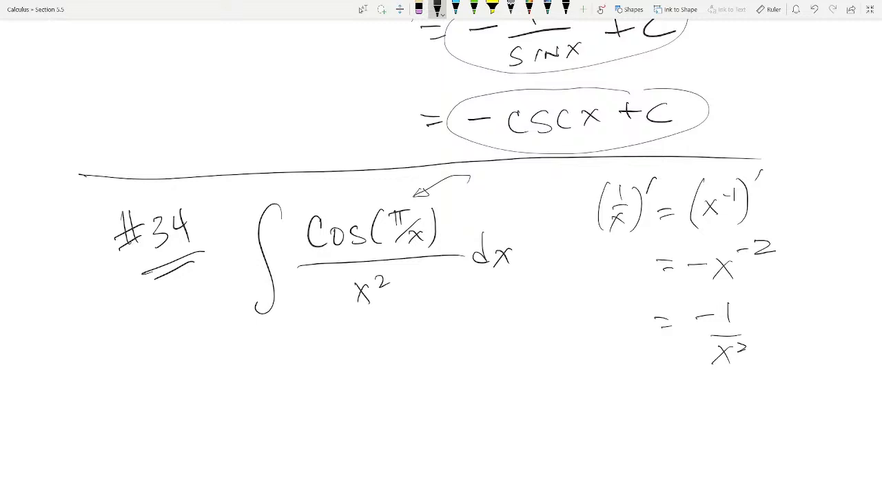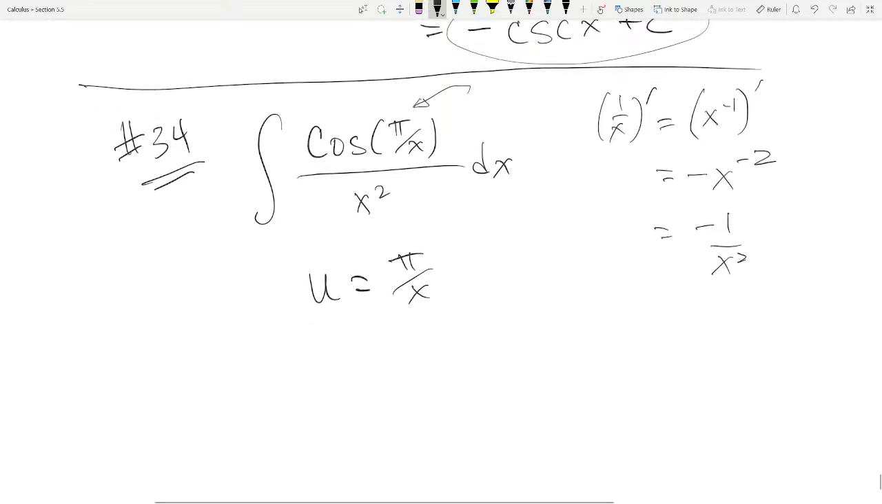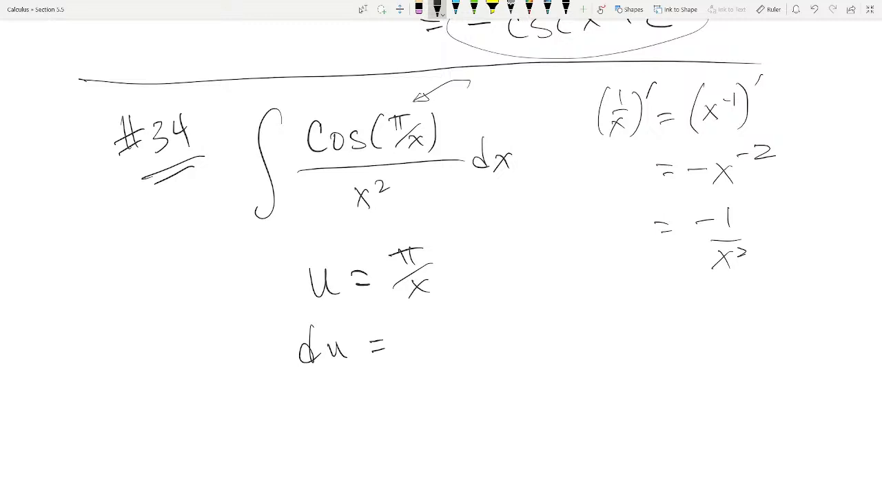So let's see what I'm talking about if you couldn't follow all that. So u, I'm going to pick that to be the inside there because I'm dying to have cosine u. That's one of the ones I know. So I'll pick u equals pi over x. Then du, remember pi is just a constant like a 7. So I have, it's pi times 1 over x. And when I take the derivative, you can just bring the pi along for the ride. I just did the derivative over here. The derivative of 1 over x is negative 1 over x squared.